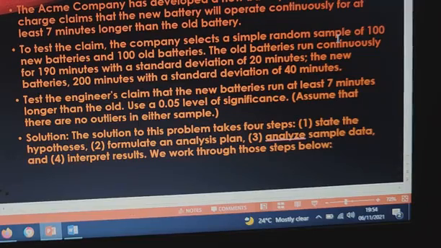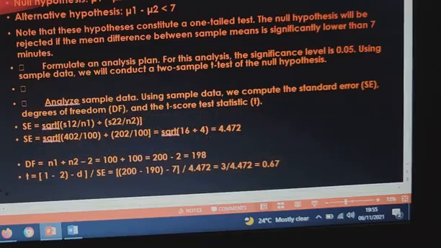Test the engineer's claim that the new batteries run at least 7 minutes longer than the old. Use a 0.05 level of significance. Assume that there are no outliers in either sample. Solution. The solution to this problem takes 4 steps. 1. State the hypotheses. 2. Formulate an analysis plan. 3. Analyze sample data. And 4. Interpret results. We work through those steps below.